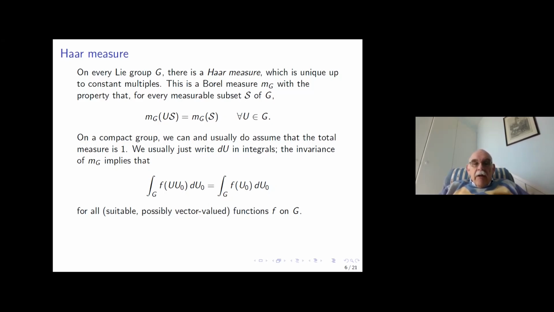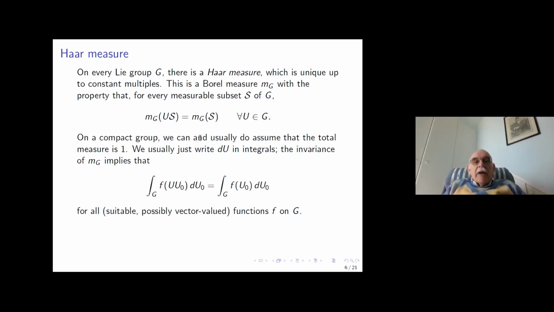And it has the property that if I take any measurable subset S of the Lie group and I multiply it by some element U of the group, then I get a set US, the translated set, and that has the same measure as the measure of the set. So that's an abstract theorem. It's actually true in more generality than this, and is somehow a basic theorem of measure theory.